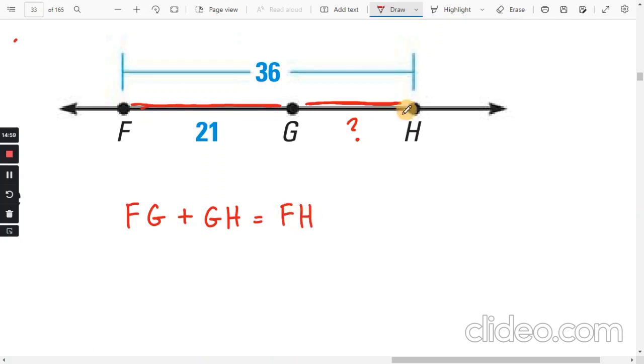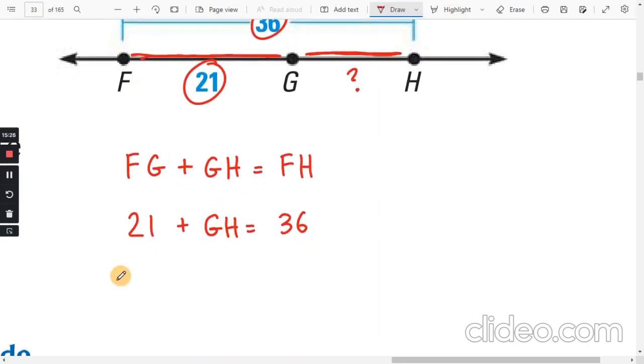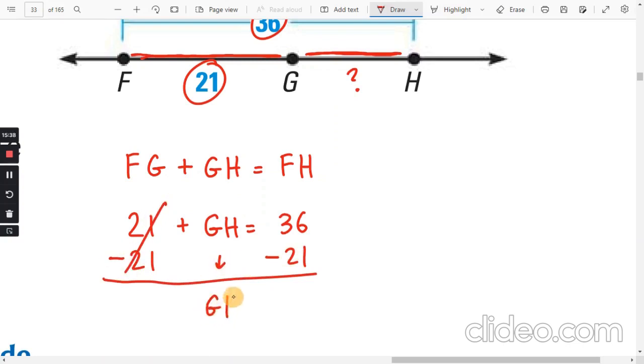Okay. Now we can see from the diagram, FG is 21. GH we don't know. And FH is from F to H. That's the whole thing, 36. Now, solving for GH, it's the same as solving for X. So we just do minus 21 on both sides. 21 minus 21 cancels. Bring down the GH. And 36 minus 21 is 15.